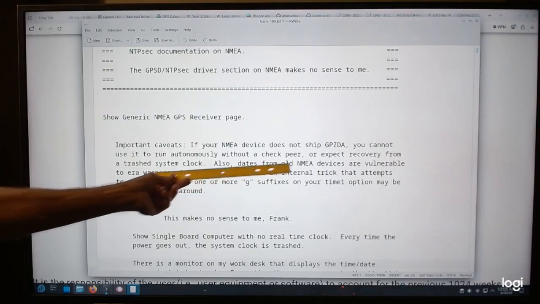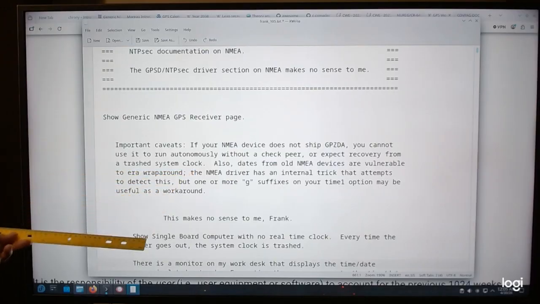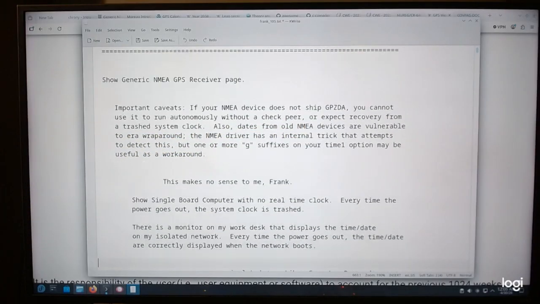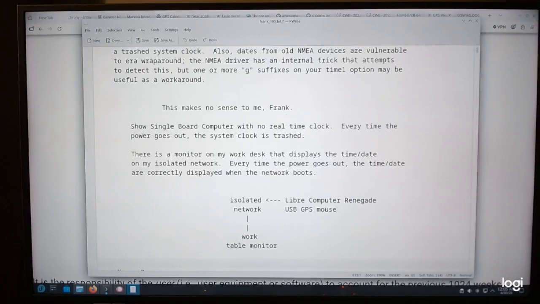They're talking about that wraparound thing right here. Trashed. You cannot expect a recovery from a trashed system clock. Now, this makes no sense to me. Let me kind of show you what I'm talking about.